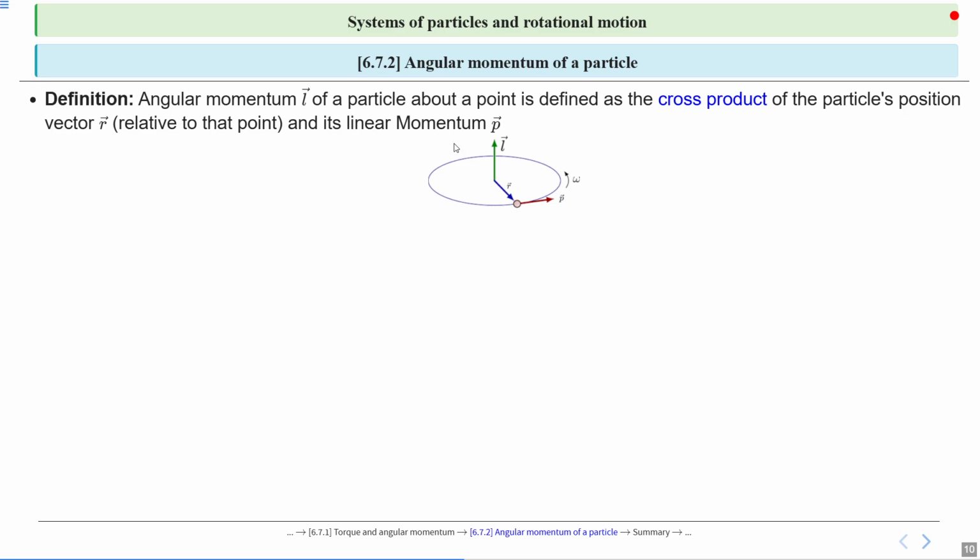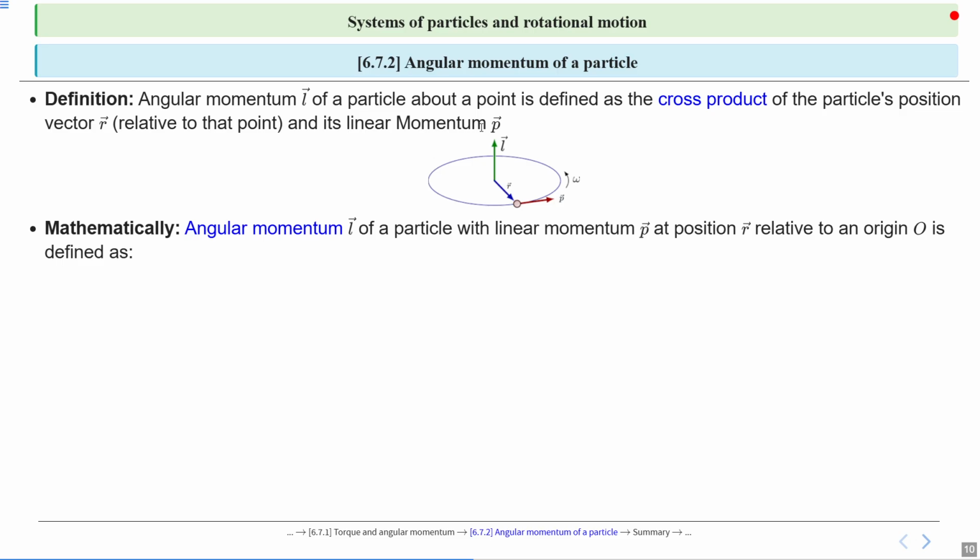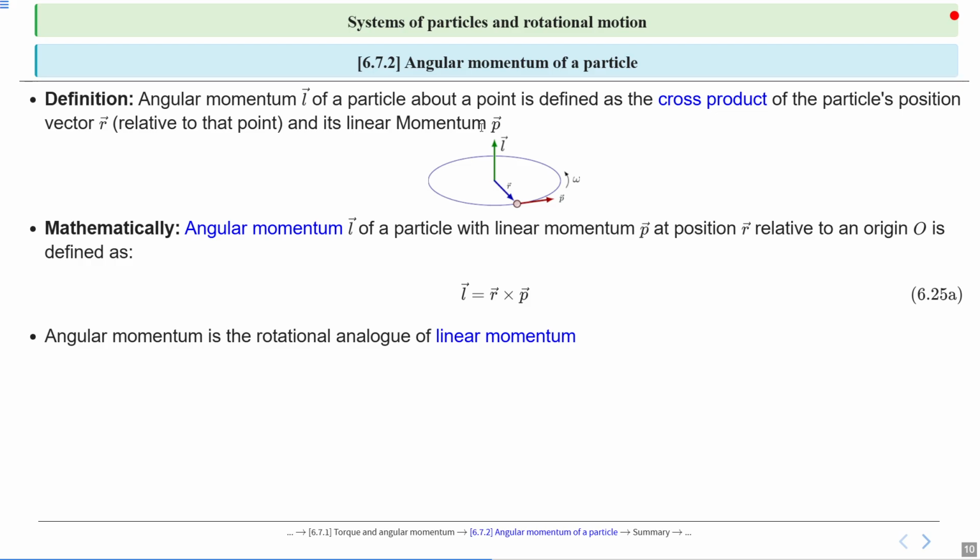If we talk about the definition, the angular momentum L of a particle about a point is defined as the cross product of the particle's position vector R relative to that point and its linear momentum P. So we can say L is equal to R cross P. Mathematically, angular momentum L of a particle with linear momentum P at position R relative to origin O is defined as L equal to R cross P. R is the position vector and P is the linear momentum. Angular momentum is the rotational analog of linear momentum. Alright.